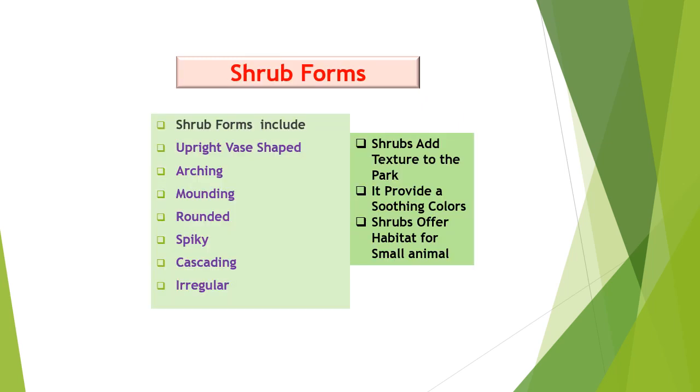Now, shrub forms can be upright, vase-shaped, arching, mounding, rounded, spiky, cascading, or irregular. That means there are different forms of shrubs having different shapes, and shrubs add texture to the park and provide soothing colors. They also offer habitat for small animals.